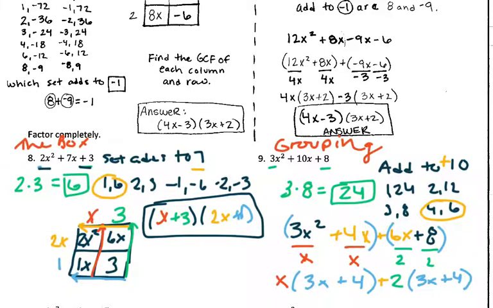Alright, so if we take out the blue piece, which notice they are the same, we're going to get 3x plus 4. And then our second piece is x plus 2.